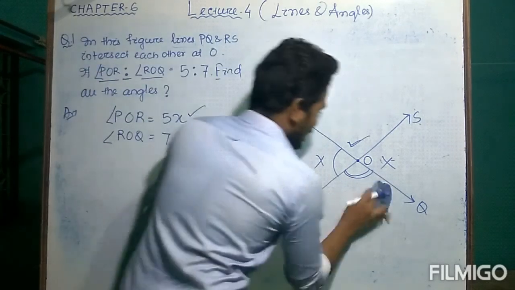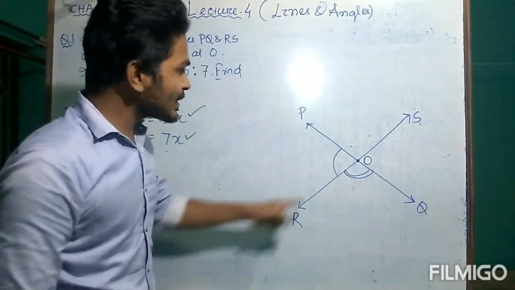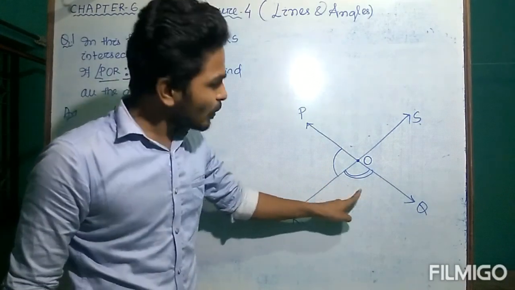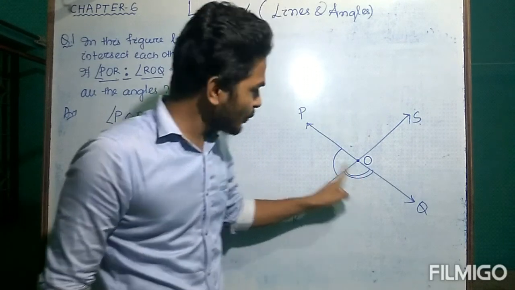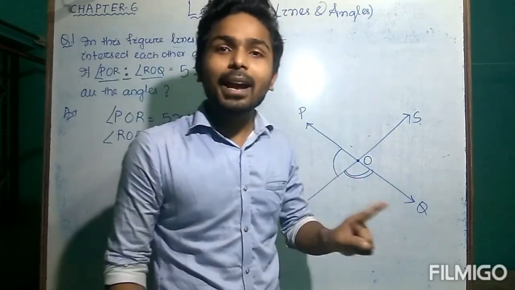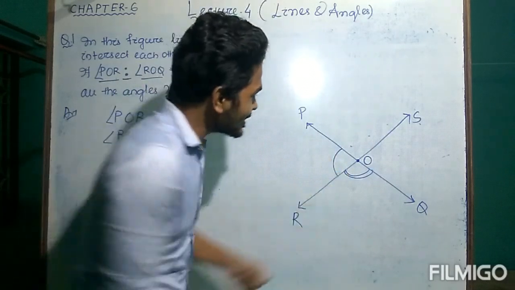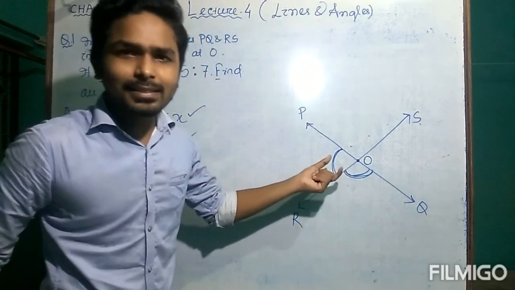How? See, as we have the ratio between these 2 angles. Now can you find a relationship between these 2 angles? Could you find? Yes, these 2 angles are known as linear pair angles. Why are these 2 angles known as linear pair angles? Tell me why?